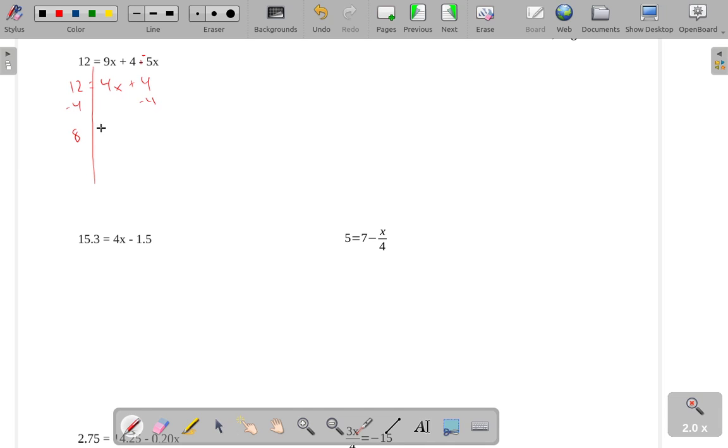We get an 8 over here, 4x, so 8 equals 4x. To finish this up, I'll divide both sides by 4. We get 2 equals x. So x is 2 is the solution to that one.